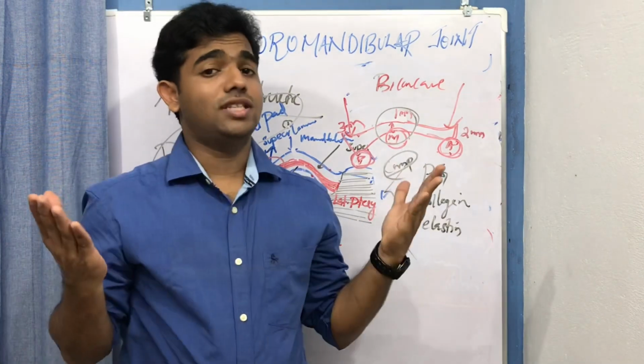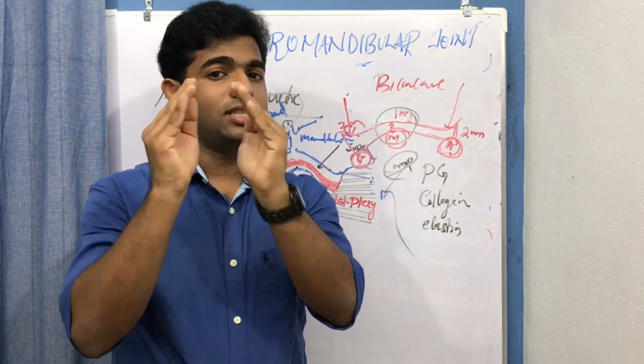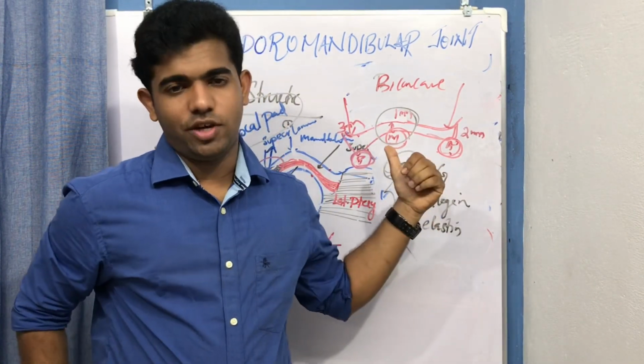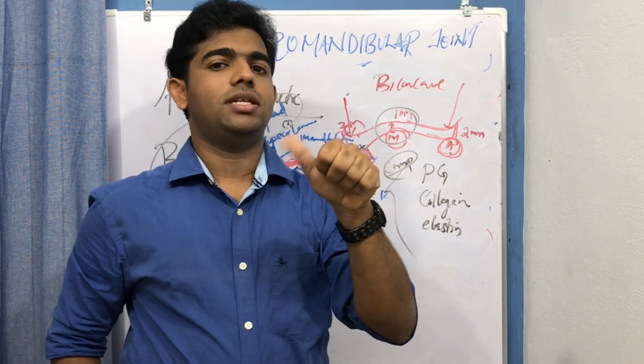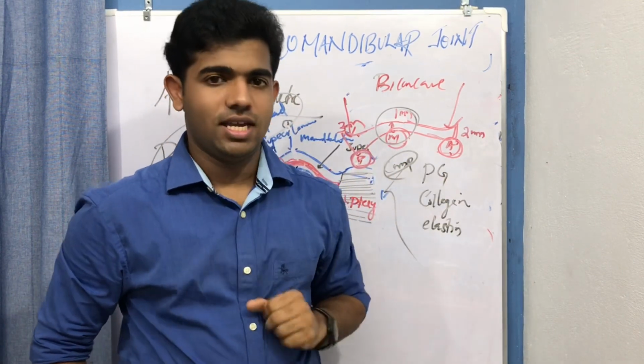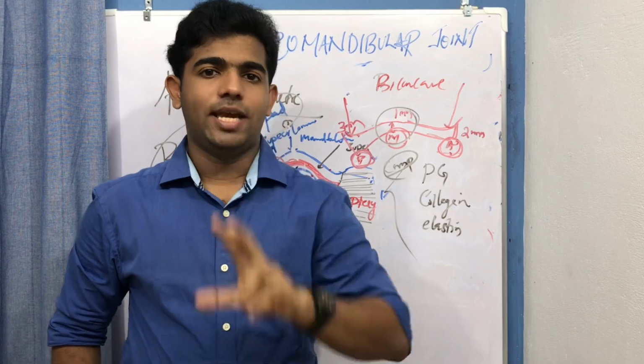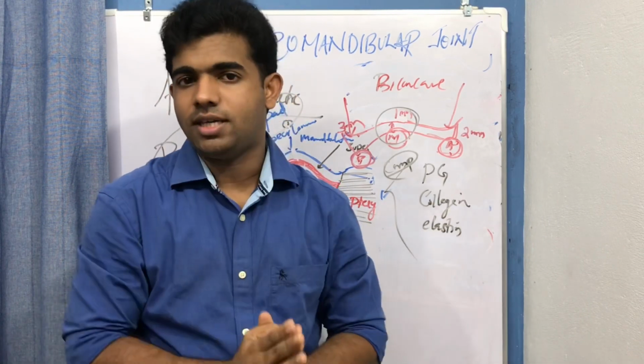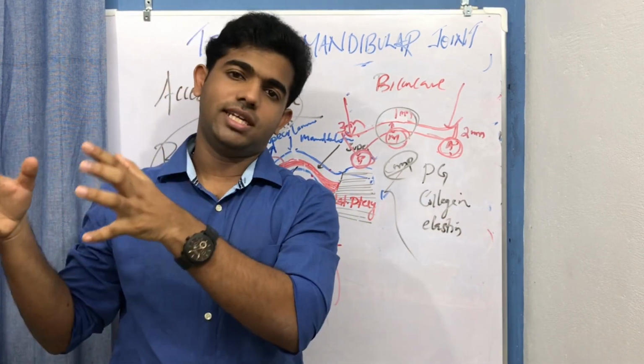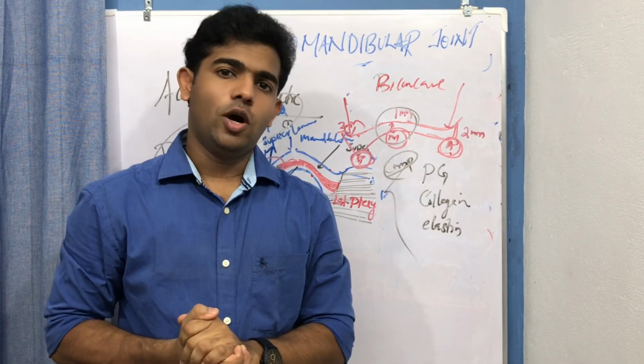And with that, we wind up our discussion on module 1 of the temporomandibular joint, where we discussed the anatomy and the temporomandibular joint disc. In the upcoming video, we have the ligaments and the muscles of the temporomandibular joint, and later the functions, biomechanics and pathomechanics.